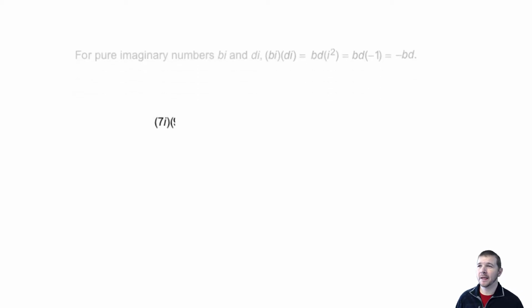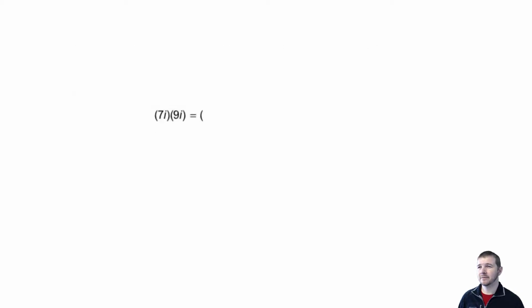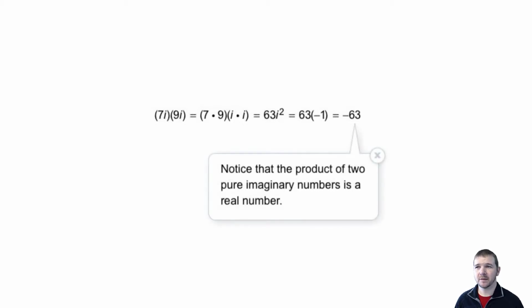An example, 7i times 9i, well, that equals 7 times 9 times i squared, that's 63i squared. i squared is negative 1, so 63 times negative 1, or negative 63. Notice that the product of two pure imaginary numbers is a real number.